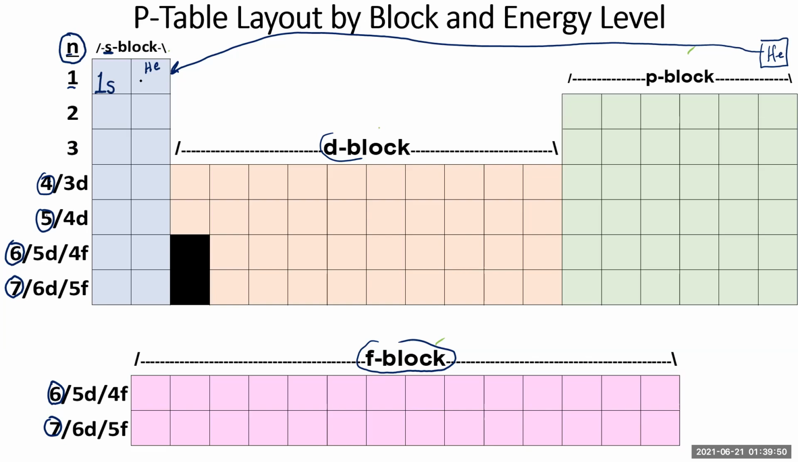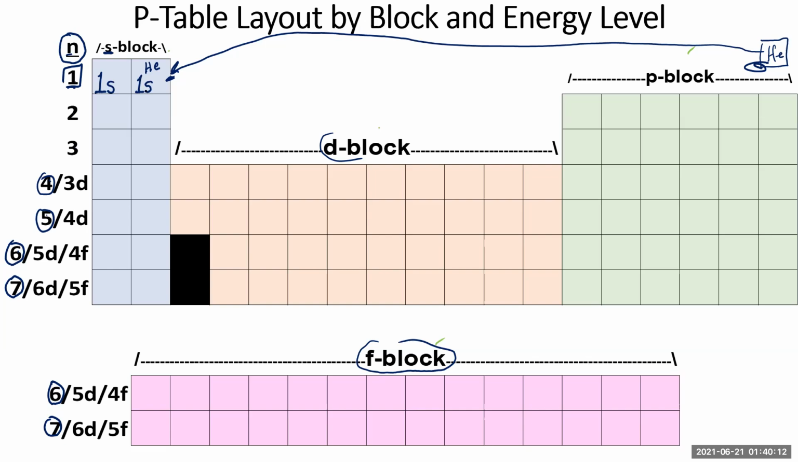For helium, it's still in row 1. Remember, even whether you put helium over here or over here, it's still in row 1. So helium is also 1s. The single orbital in helium is 1s. That's it for row 1. There are only 2 elements in row 1.